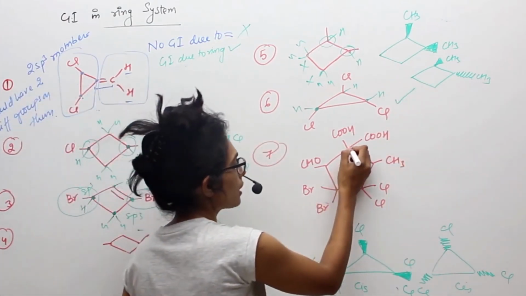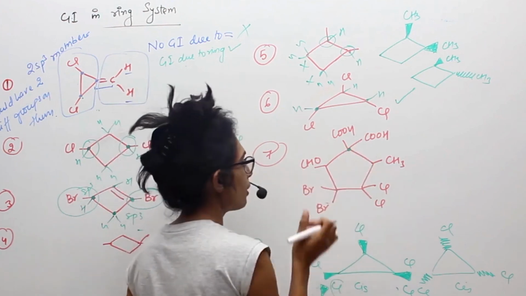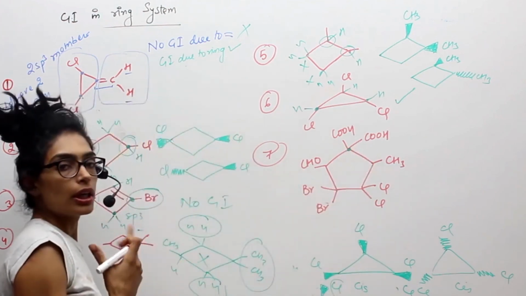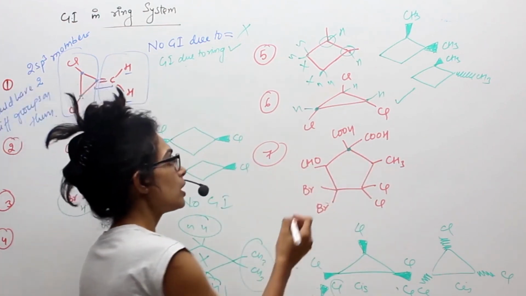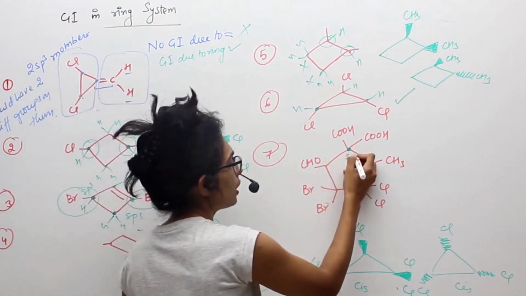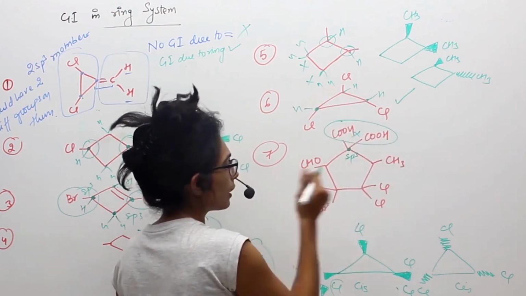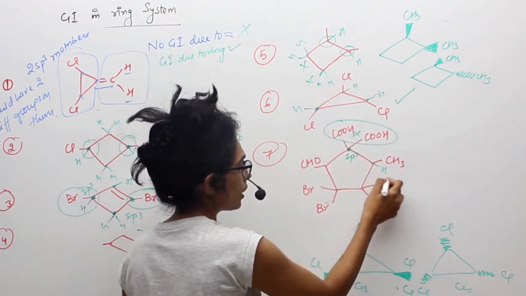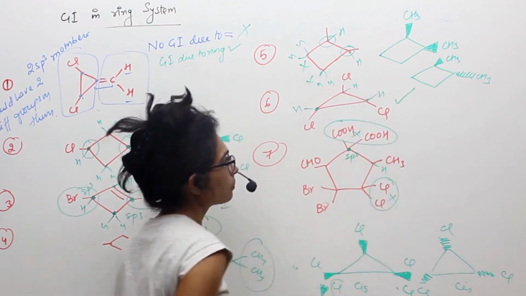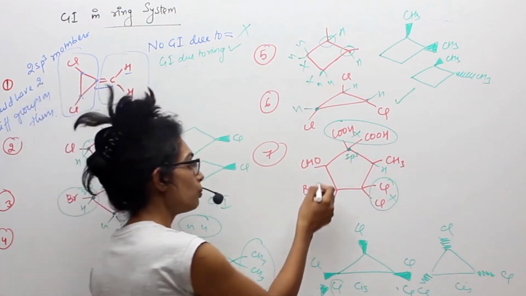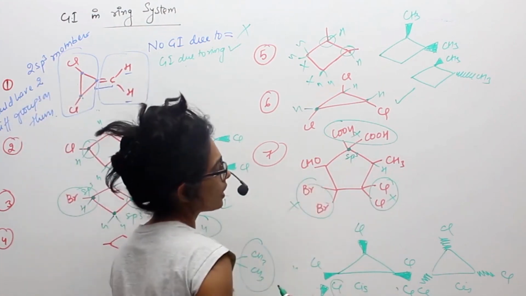Now the seventh one, again let's check. This is a 5-membered ring and we will see which carbons have different groups attached to them. So this is your sp3 hybridized carbon, but both the groups attached over here are the same, so it will not show GI. Okay. Now here you have CH3 and hydrogen. Here you have two chlorines, it will not show GI. Here you have two bromines, it will not show GI. Okay, the same group is present.